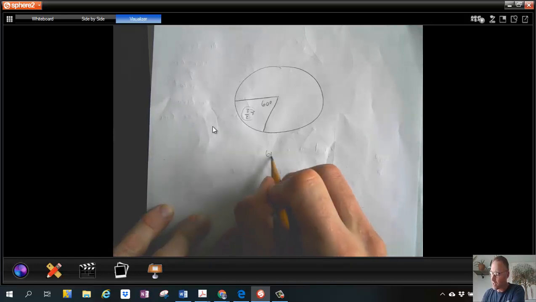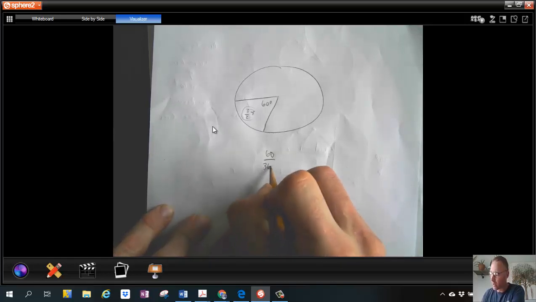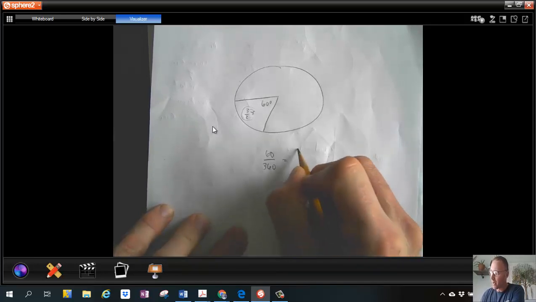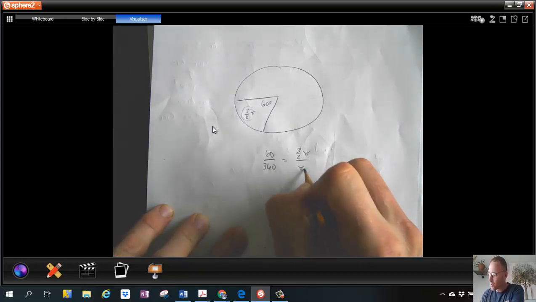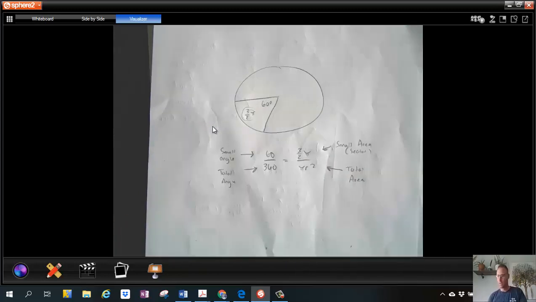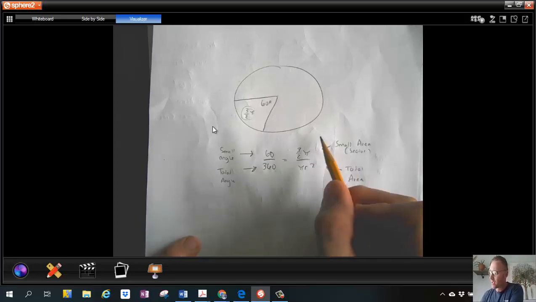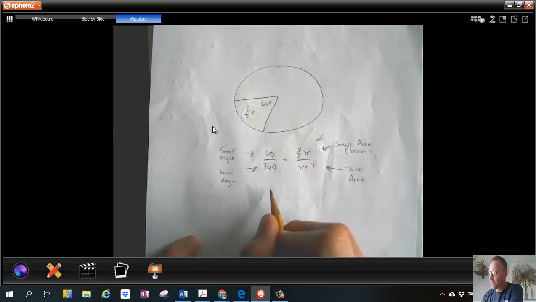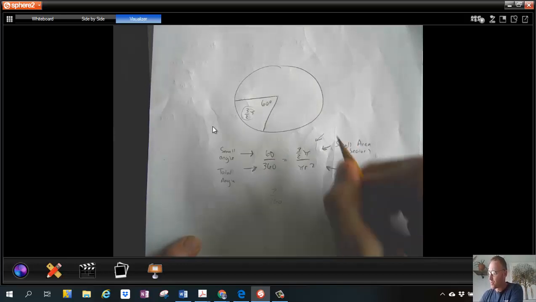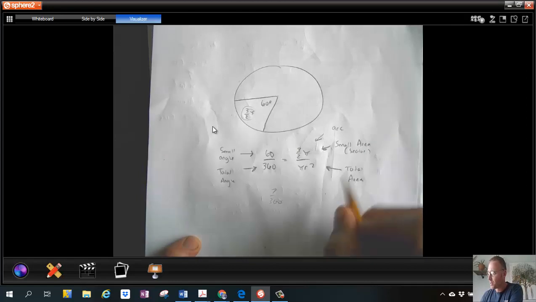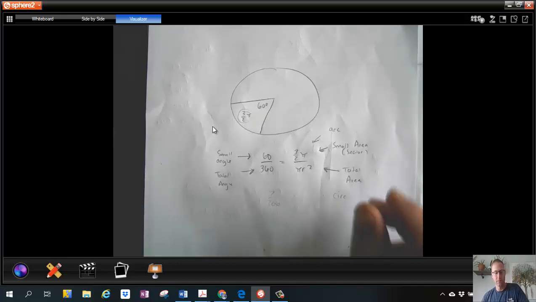What we do is we do 60, the small angle, divided by the total angle, equals the small area, which is the area of the sector, divided by the total area, which is pi r squared. So I've labeled these things here for you, how to set up this proportion. And like I said, before we did this with Aristophanes. It was like 7 to 360 equals, and this was small arc, and then this was total circumference. So it was a similar proportion. We were just doing it with arc length instead of area.